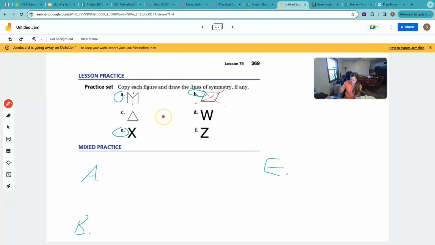E is the letter X. Can we divide it in half straight down? Yes, we can. Can we divide it in half horizontally? Yes. Is there any other way we could divide it? No. So it just has 2 lines of symmetry. You are now ready for the mixed practice. Best of luck.